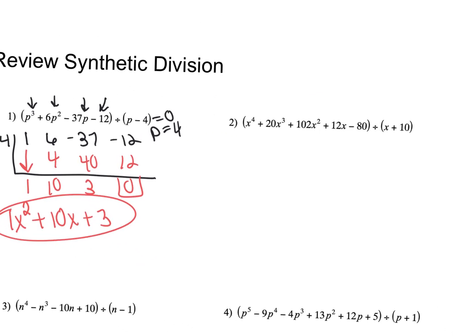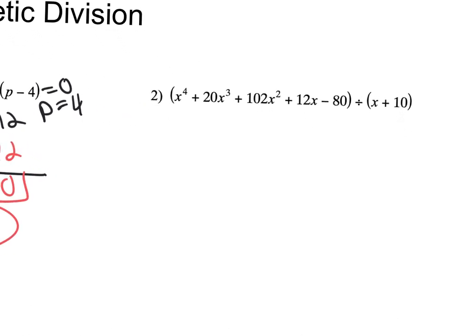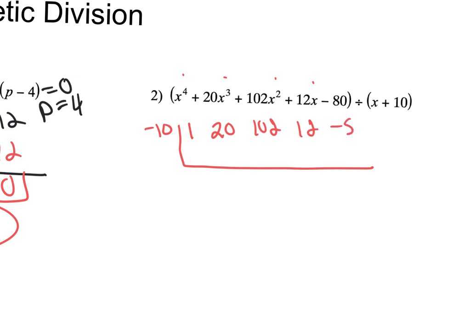The second one is just a higher order polynomial. We're going to put that negative 10 on the outside and build our house. Double check, we've got fourth power, third power, second power, first power, no power, so all of our powers are there. We're going to put our coefficients 120, 102, 12, and negative 80. And again, if you did it correctly, you should end up with a 0 for a remainder.